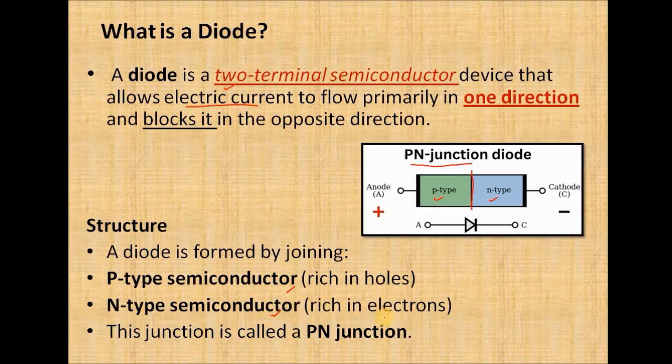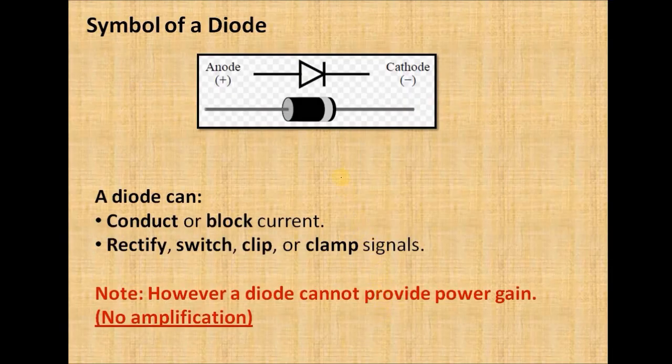The symbol of a diode: since a diode is a two-terminal device, the two terminals of a diode are anode and cathode. We usually say that anode is positive and cathode is negative. Now if you want to identify the terminals of a real-time diode, we can observe that there is a small silver color patch on one side of the device. This indicates the cathode terminal, whereas the other side will be the anode.